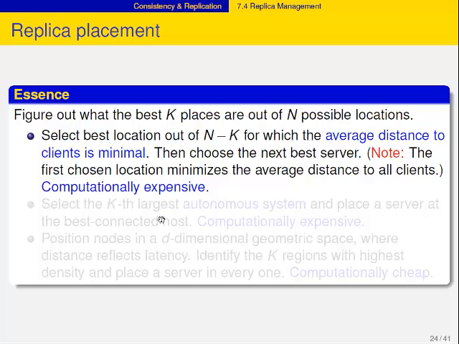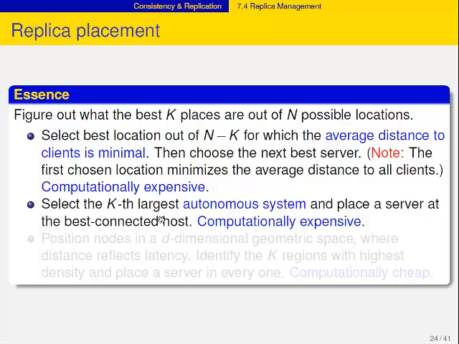Okay, that's one thing. A more practical one could be select the K largest autonomous systems and place a server at the best connected host. Now you have to figure out, so an autonomous system is an ISP. Okay? The K largest ISPs, and the idea is, of course, that you have many clients in that ISP, and then choose the best server in that ISP. Turns out to also be computationally expensive.